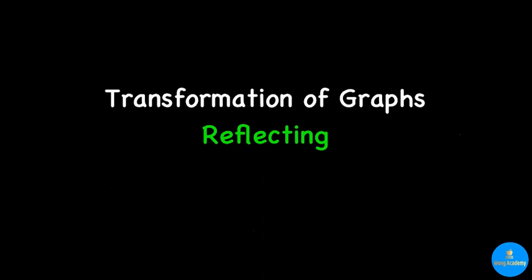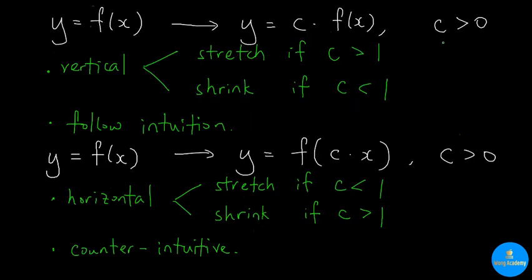In this video, I'm going to talk about transforming graphs by reflecting. In the video of stretching and shrinking graphs, the multiplier c was restricted to positive. What happens if c is negative? If c is negative, we can think of c as a product of -1 and a positive number c prime. As a result, all we need to focus on is when the multiplier is -1, which is what we are going to address in this video.